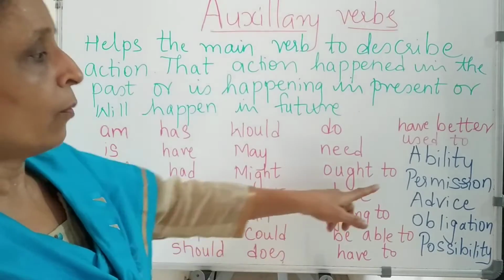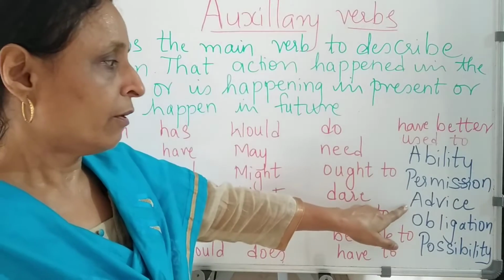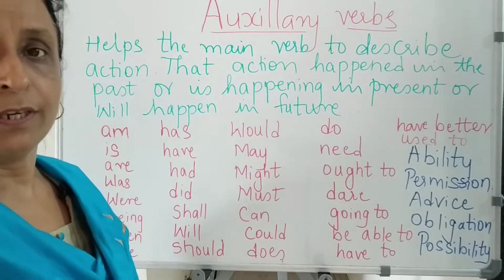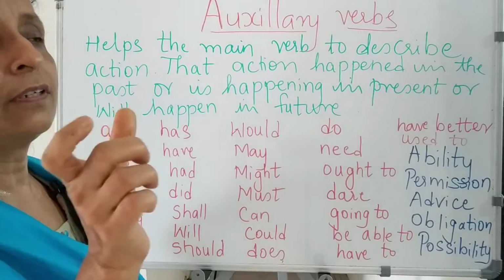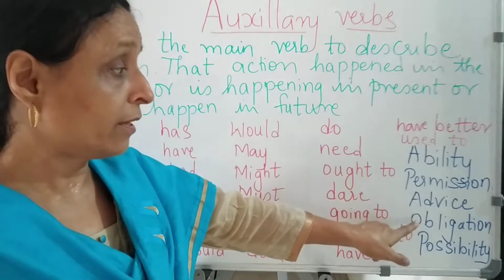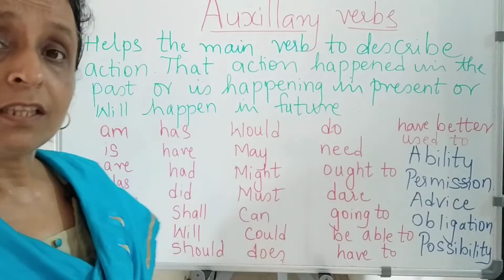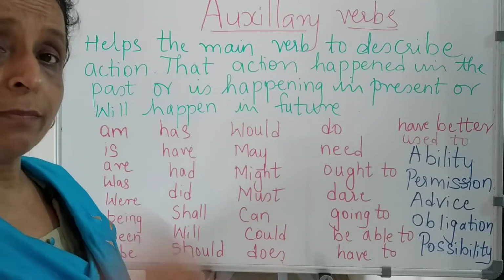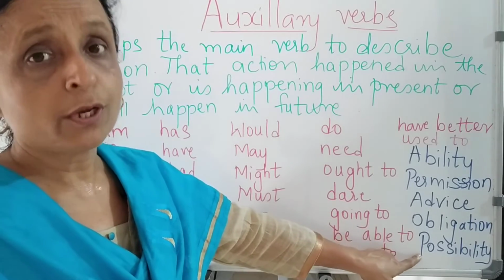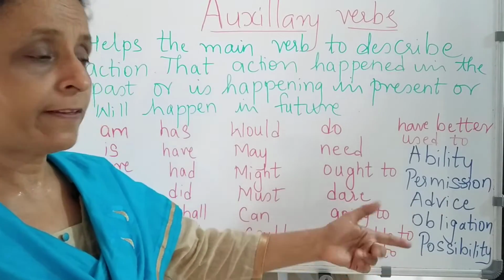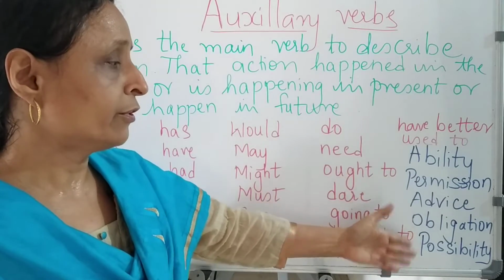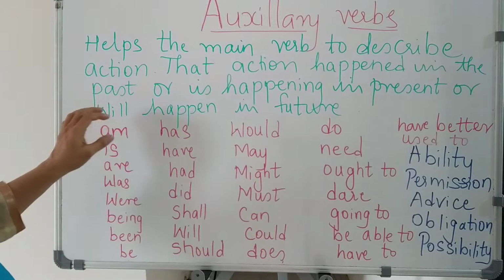May I come in? Whatever verb shows permission or advice or obligation. Obligation is, she must do it. She should do it. So, if a question asks for an auxiliary verb which shows obligation, then you must say she should do it. She must do it. That shows obligation. It may rain. That shows possibility. Now, depending on the sentence, you decide whether it shows ability, permission, advice, obligation, or possibility.